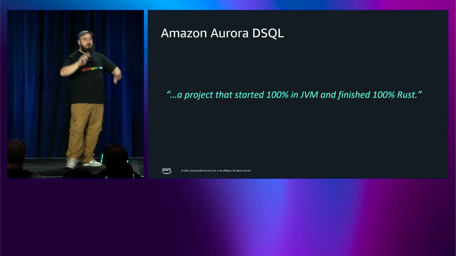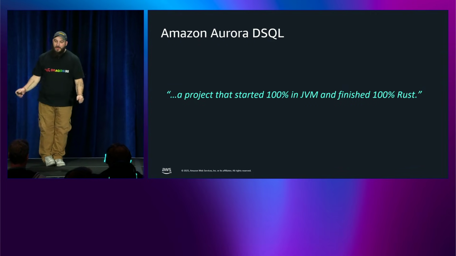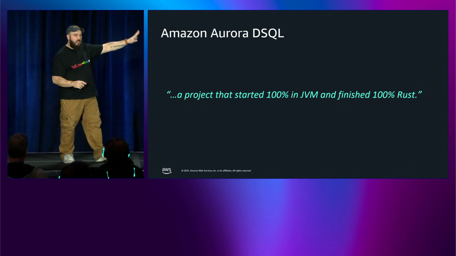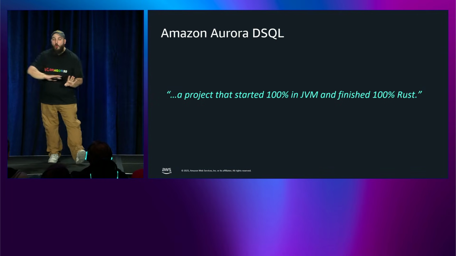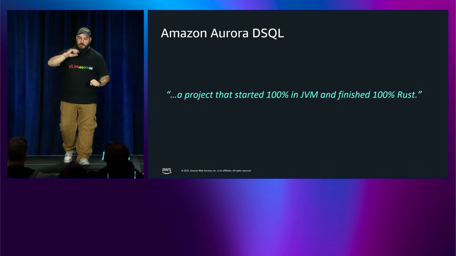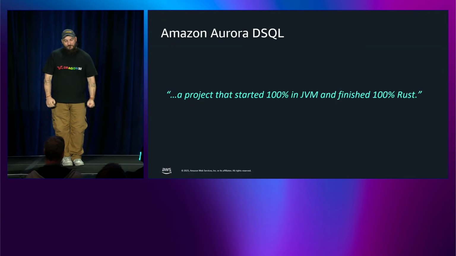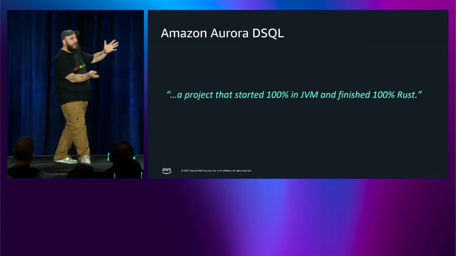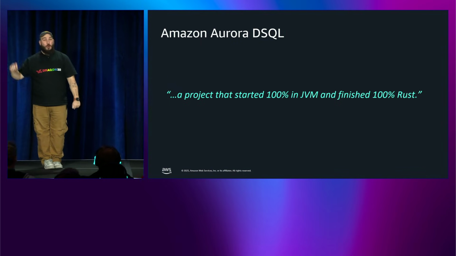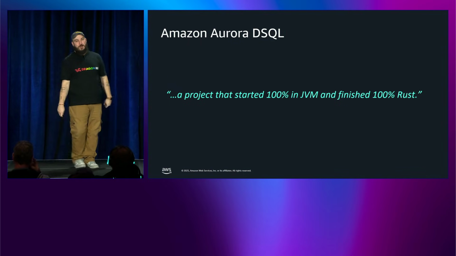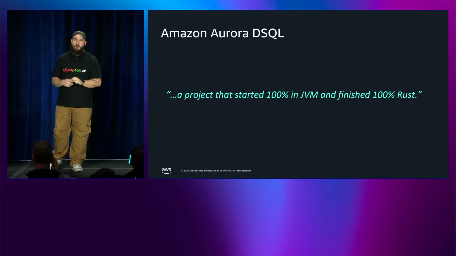Then the team decided, you know what? Rewrite the whole data plane in Rust. They kept the control plane in Kotlin because best of both worlds, but the whole data plane was written in Rust. However, they realized that was wrong. They couldn't share logic and testing and all those kinds of things between languages. So they rewrote the whole control plane again in Rust. Now this project is 100% written in Rust.